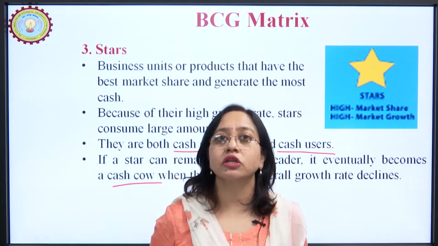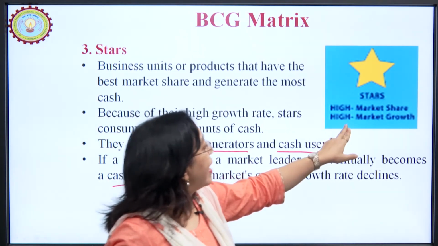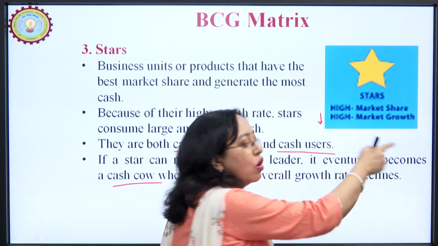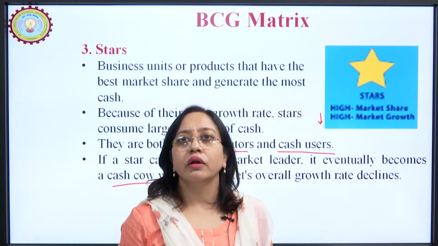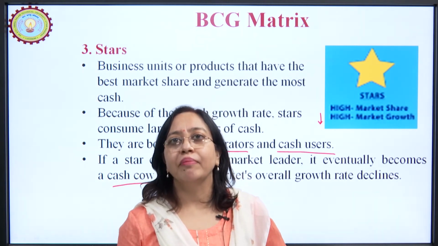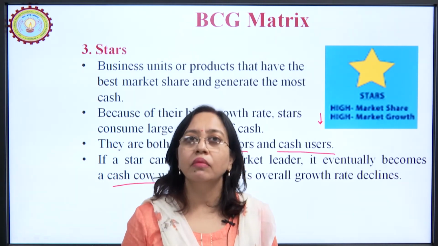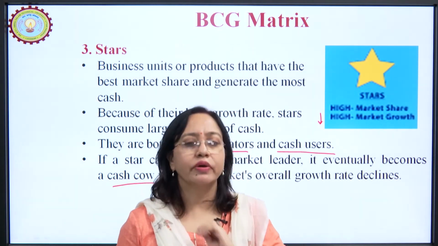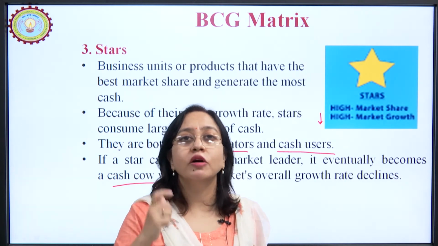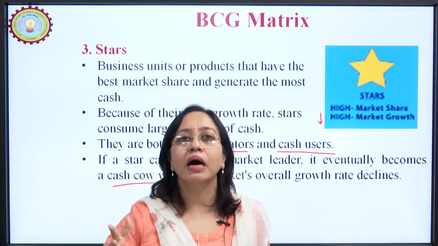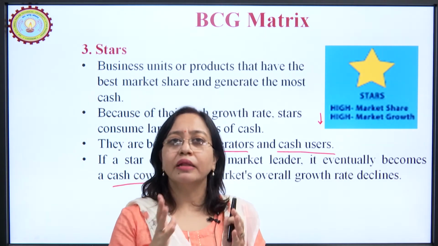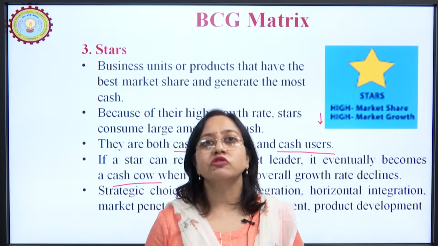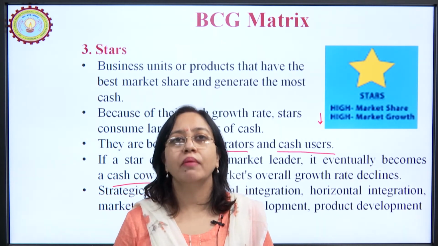It can become a cash cow, because when the market growth goes down from high to low, it will become a cash cow instead of a star, because once the market growth rate declines, then there will not be so much hectic activity involved in the market. So, you will not require that much funds to be invested into this business. And what are the strategic choices available to a manager here?